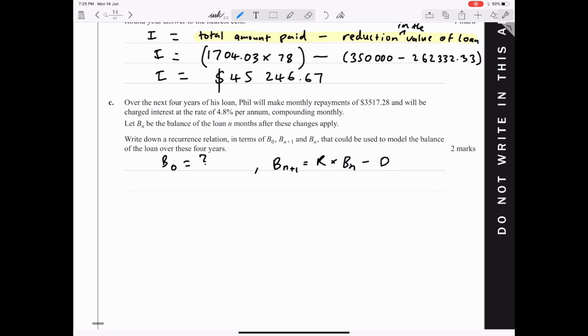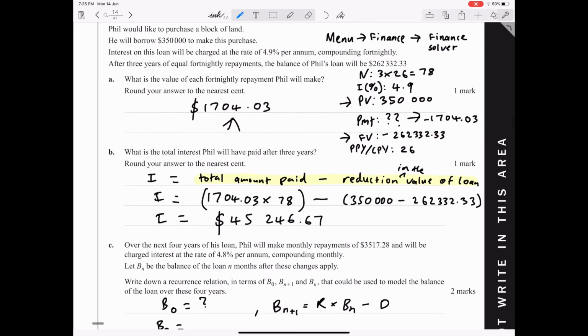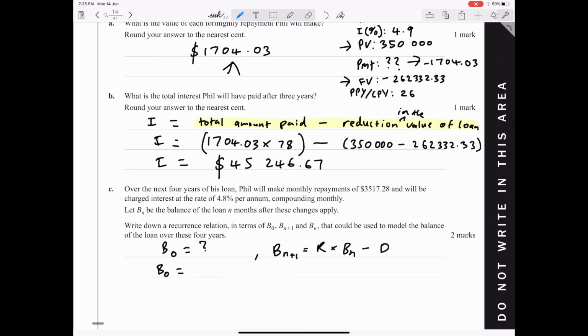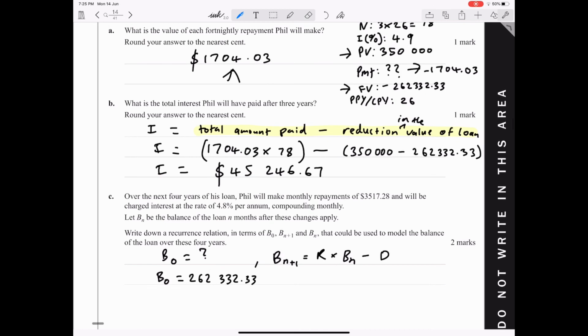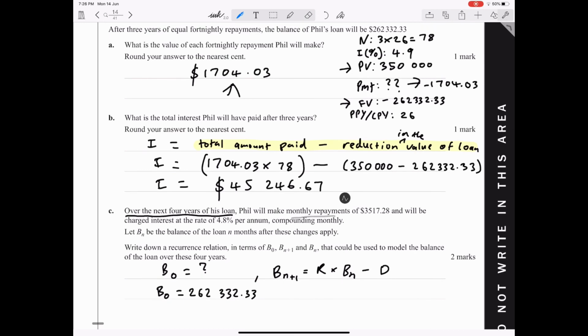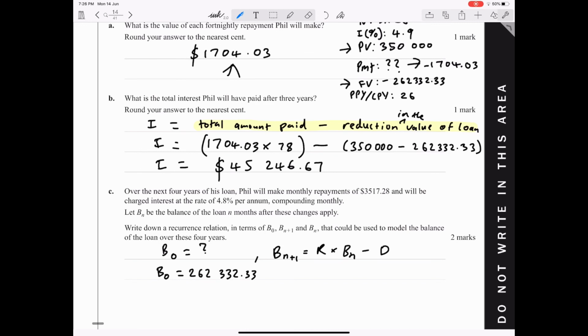So basically, we know that B0 is going to be the value of the amount of money Phil borrowed after 3 years, which is $262,332.33. This is because it says over the next 4 years, so it's basically saying after the 3 years previously, in the next 4 years, Phil will make the following changes to his repayments and to his loan. So that's the initial value, and then Bn plus 1 equals R times Bn.